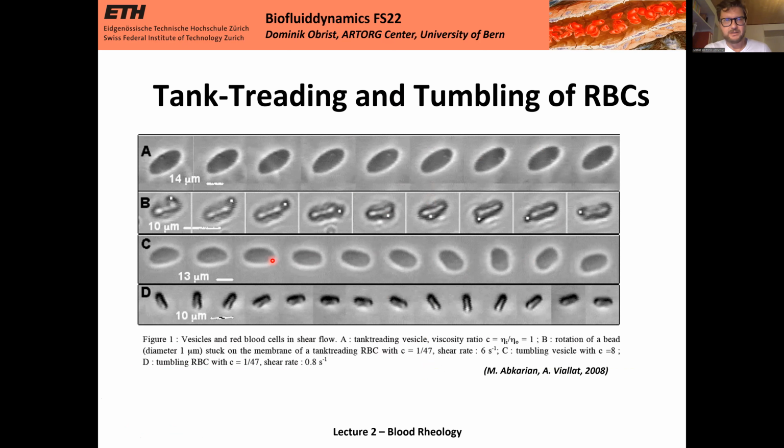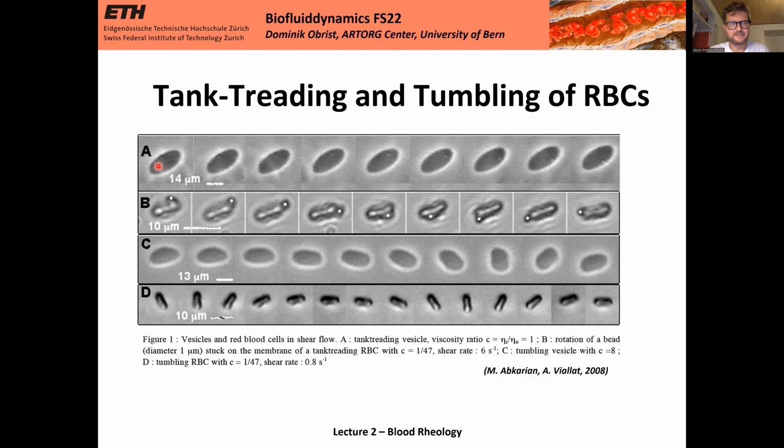Maybe we start first with the tumbling. So this is row C and row D. Tumbling is really what the name suggests. These red blood cells are tumbling or rotating. Maybe when they flow close to a wall, it looks like they're rolling or tumbling along the wall. This is especially nicely shown in row D, where we see different pictures at different points in time of a single capsule, how it is tumbling in clockwise direction.